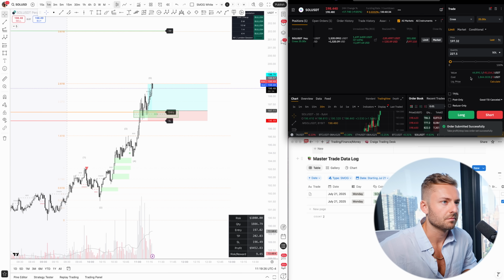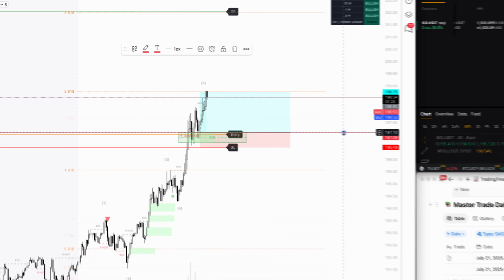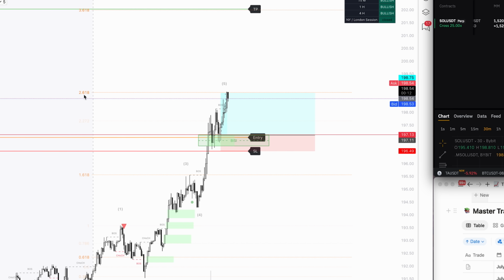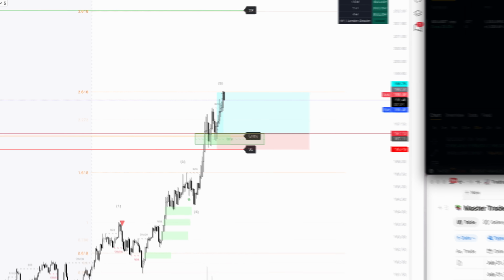Okay, so we're starting to get a nice push here. I just set my stop loss to my break even point. So notice how we're getting a response off of 261.8 here. I missed my exit by a little bit, so I'm actually going to go ahead and take this position off.